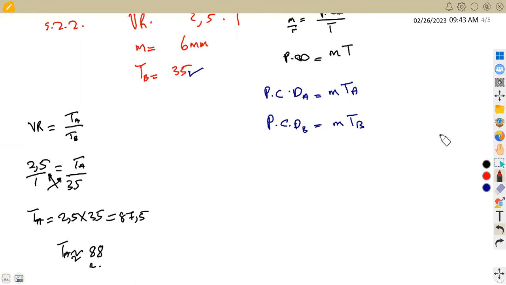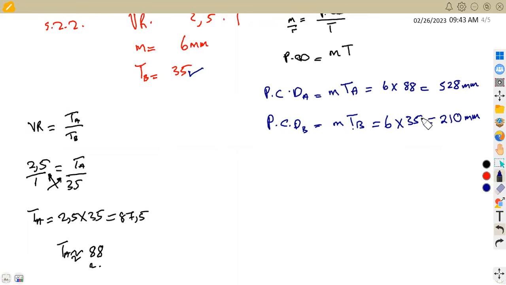So that means we can calculate our PCDA in this case, which is M, the module, which is 6. So that is going to be 6 times TA. Remember, your TA is 88. So if you multiply 6 times 88, you are going to obtain 528 millimeters. So that's your pitch circle diameter. We move on to the B. We say the module times the number of teeth for B. Our module does not change, it is 6, but the number of teeth for B is 35. So if you multiply 6 times 35, you're going to obtain 210 millimeters.